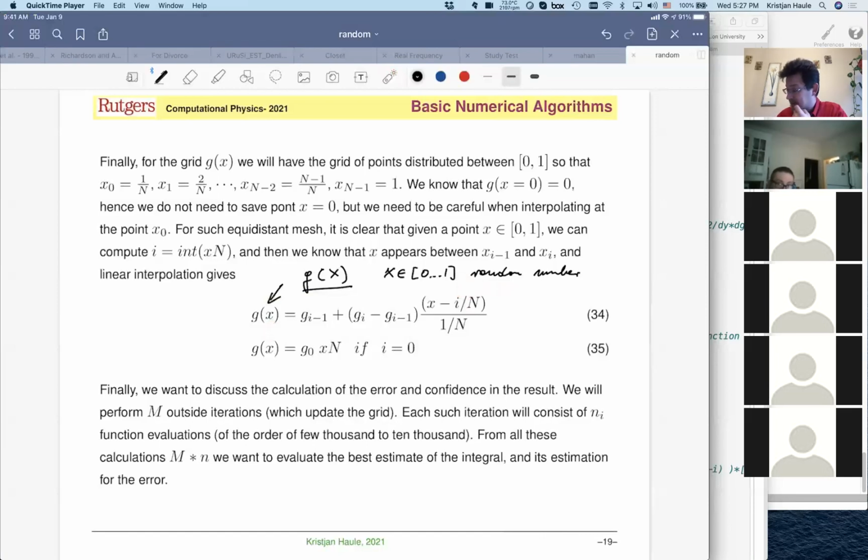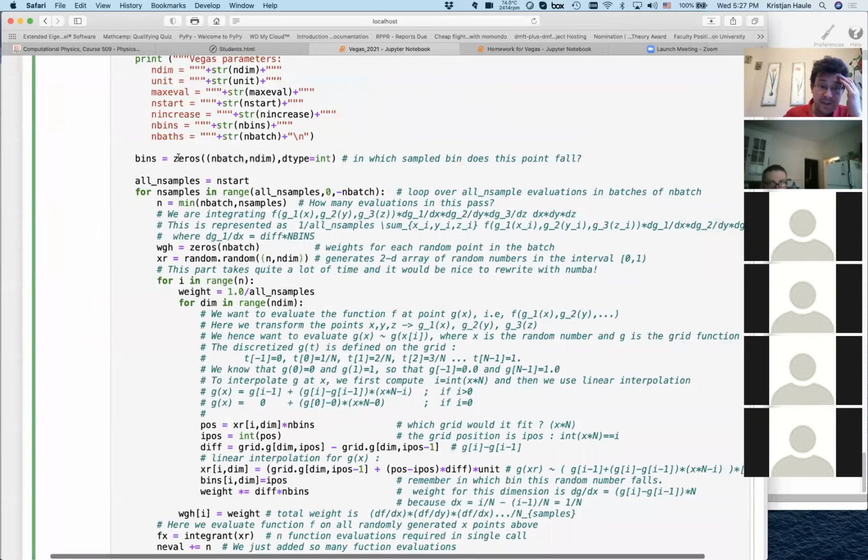So what's the condition? The condition is that (I minus 1) divided by n is less than x is less than I over n. So that's how we need to find I, isn't it? From this equation, we can evaluate what is the proper bin. The proper bin is I here, the variable I. So we're going to save those bins, so basically in which grid point the random number x is thrown.